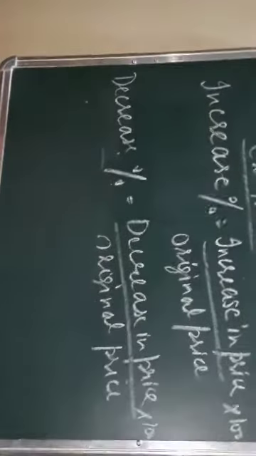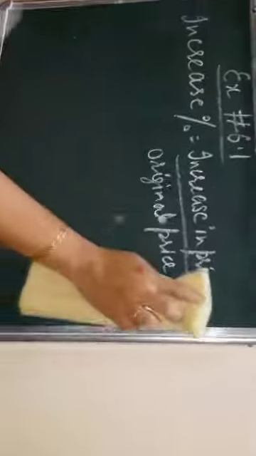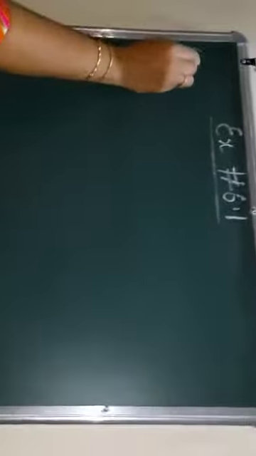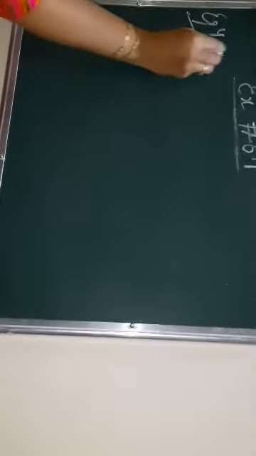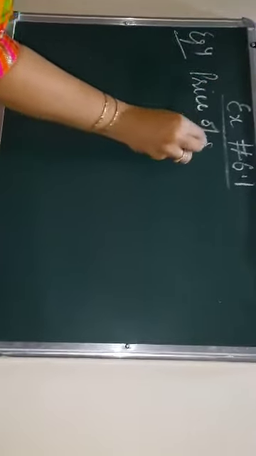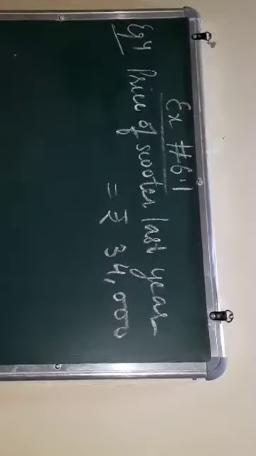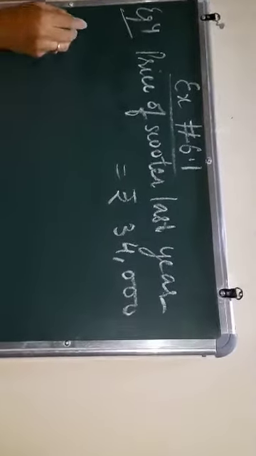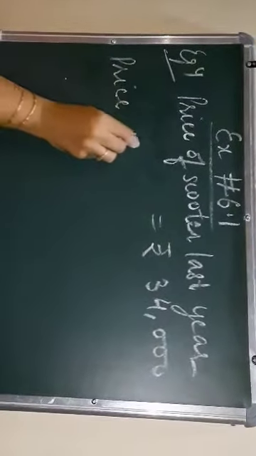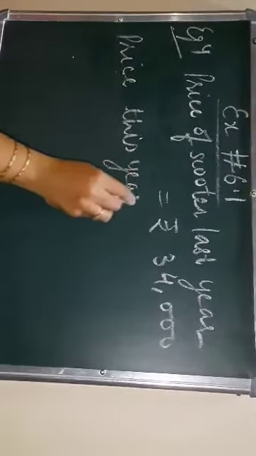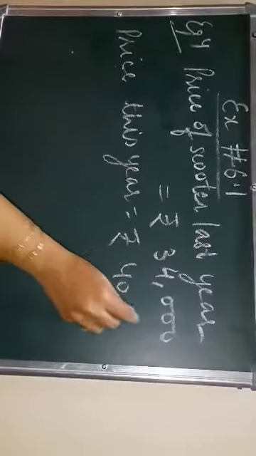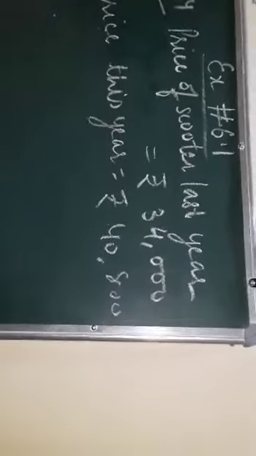Right? Now based on these two, let's discuss one example. Example number 4. The price of a scooter was rupees 34,000 last year. But this year its price is rupees 40,800. Find the percentage increase or decrease.